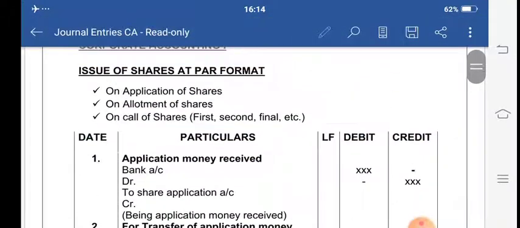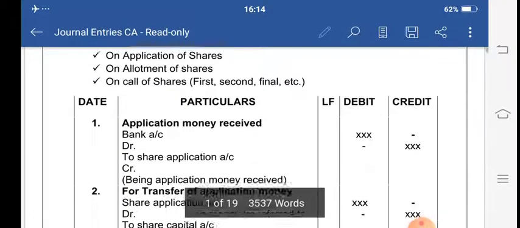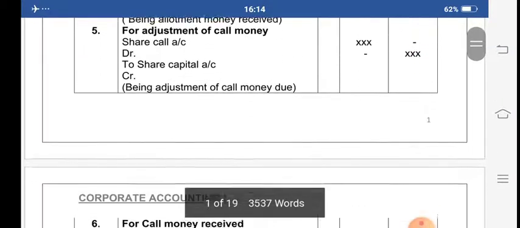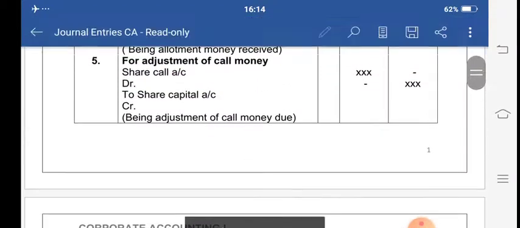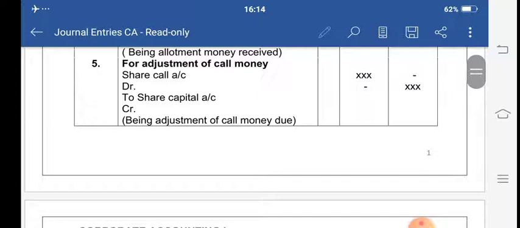What remains is the last one, on call of shares, which may be the first call, the second call or the final call. The transaction will be the same. These are entry numbers 5 and 6. For adjustment of call money: share call account debit to share capital account credit. The narration is: being adjustment of call money due.